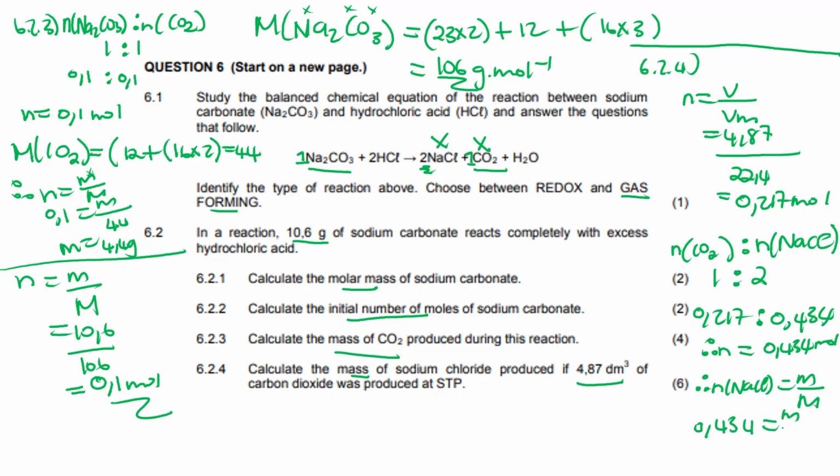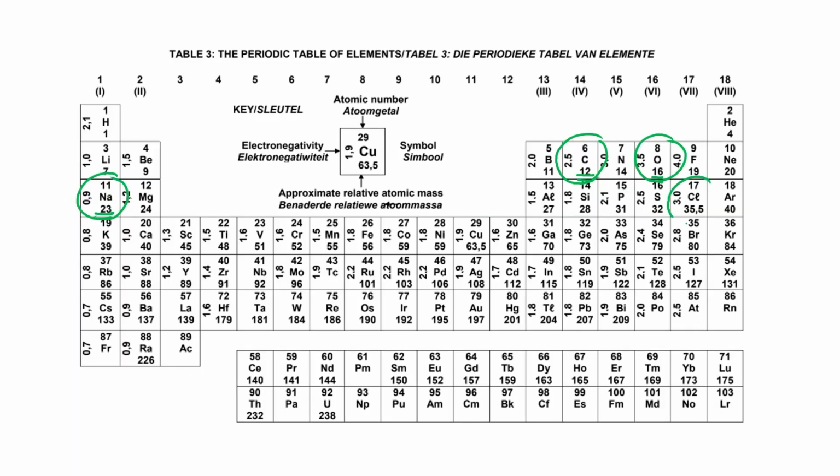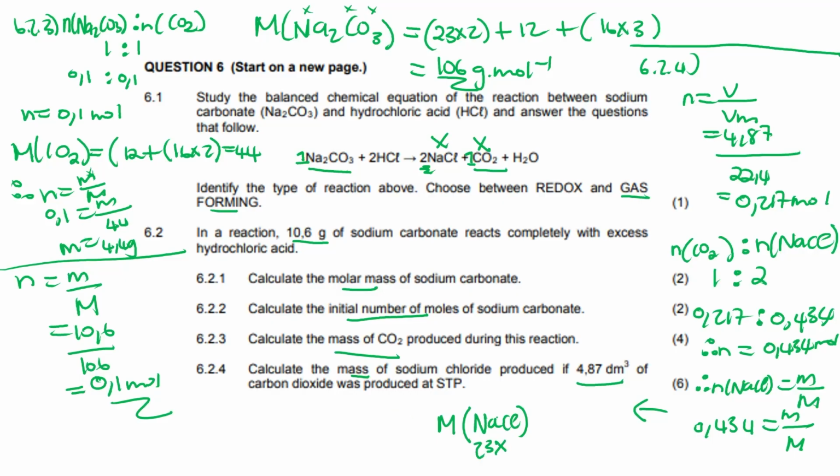Then we can find the mass of sodium chloride at STP. We have 0.434 moles and we want the mass. We can easily find the molar mass; I'm just going to write it on the side. The molar mass of sodium chloride will be 23 plus 35.5 because it's only one of each, which gives me 58.5. So I multiply 58.5 by 0.434 to get the mass of sodium chloride at STP to be 25.16 grams. And that is it, guys. See ya.